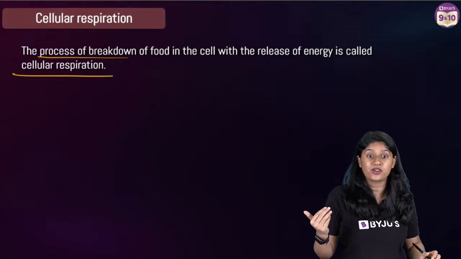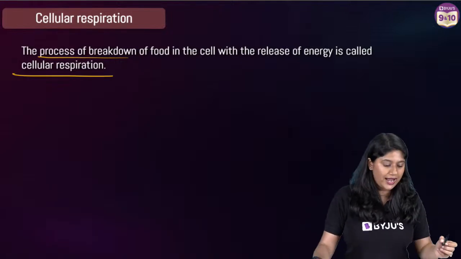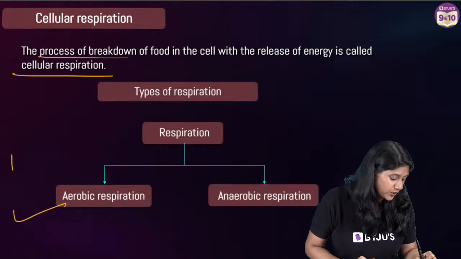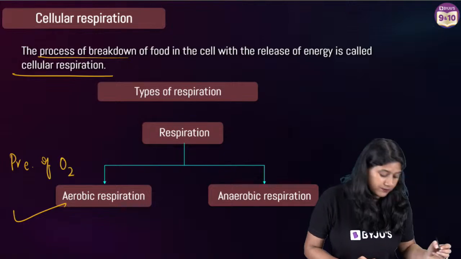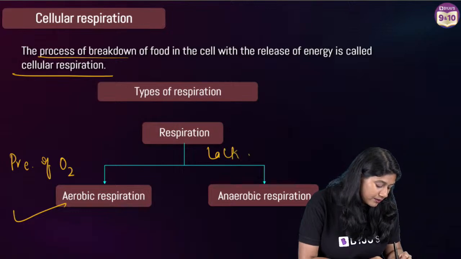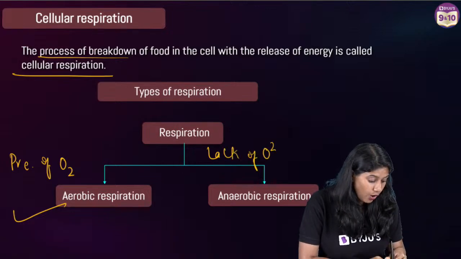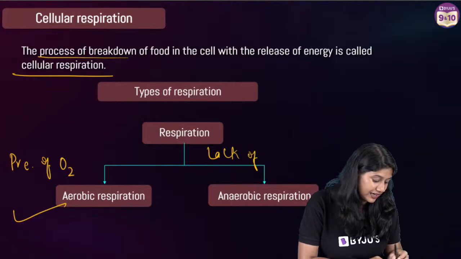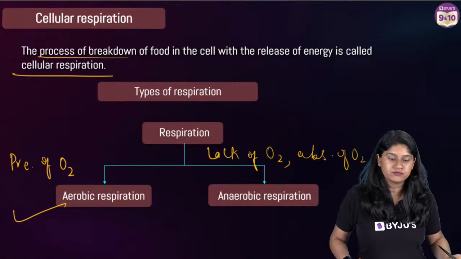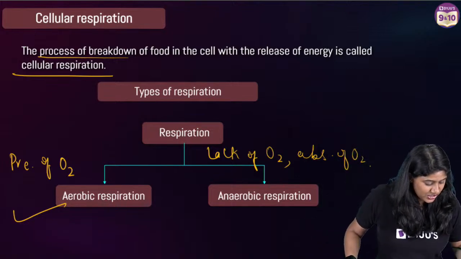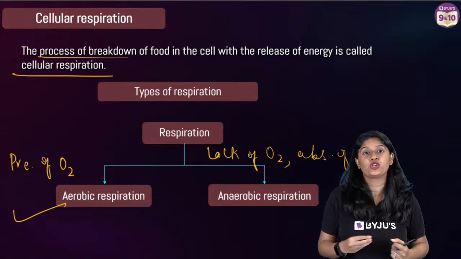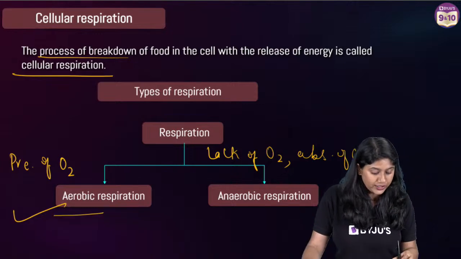Everyone, can you tell me what are the 2 types of respiration? All of us know that respiration is of 2 different types. We have aerobic respiration, which occurs in the presence of oxygen, and then we have anaerobic respiration, which occurs in the lack or absence of oxygen, right? Very good, I can see the answers. So basically it all depends upon the presence or absence of oxygen. We'll be looking into this in detail.